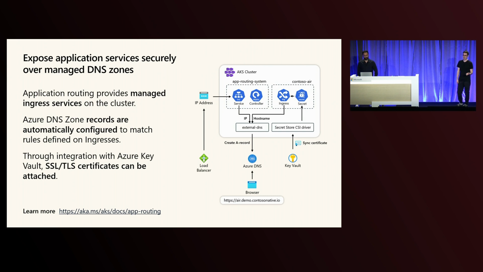So it automatically sets up DNS records via Azure DNS based on our ingress rules. It lets us attach SSL certificates from Azure Key Vault for secure HTTPS traffic. And all of this removes a lot of the manual effort involved in setting up the ingress, DNS, TLS, and so on. So we can really just focus on the app and less on the infrastructure.